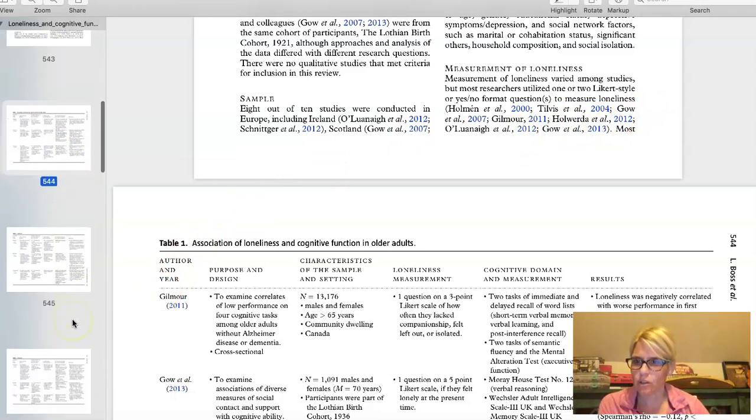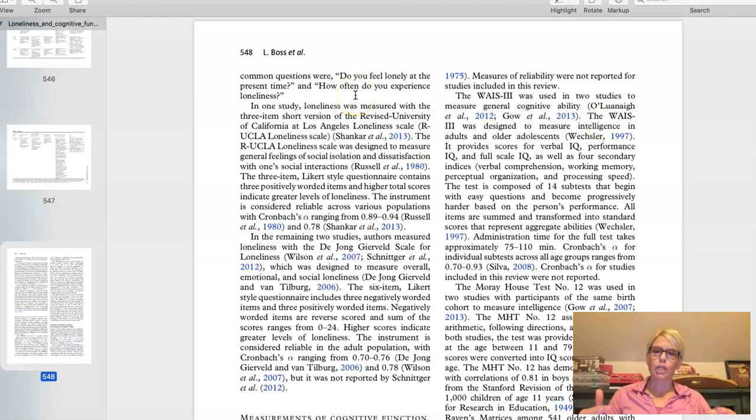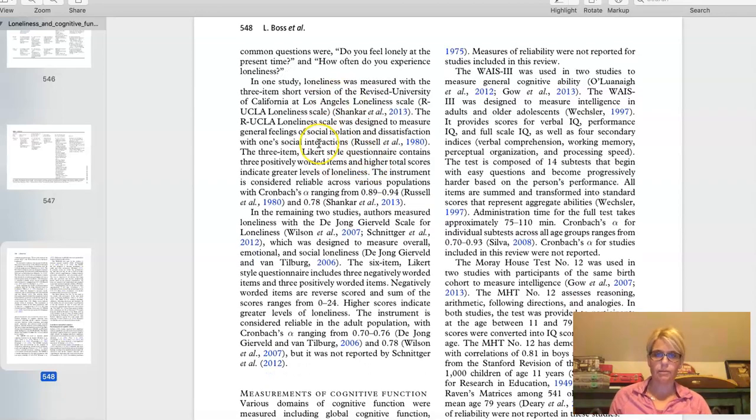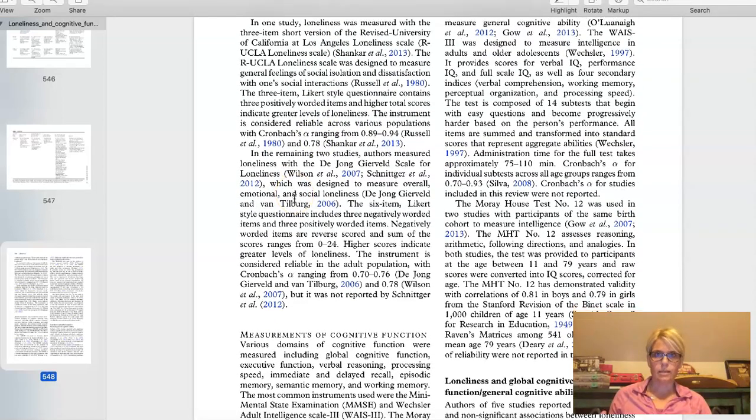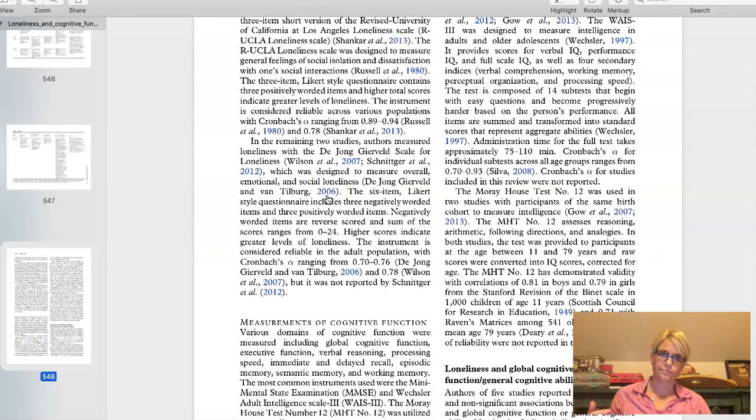So 7 of these articles just ask simple yes/no questions. And so then I have here the common questions were, do you feel lonely at the present time? How often do you feel loneliness? So you aren't going to go there and listen. These are all the exact 10 questions, but overall, this is what they asked pretty much. They were very similar. Then I say in another study, they used the revised UCLA scale for loneliness, so I talk about that. In another 2 studies, they use the De Jong-Gierfeld scale for loneliness, so I talk about that.